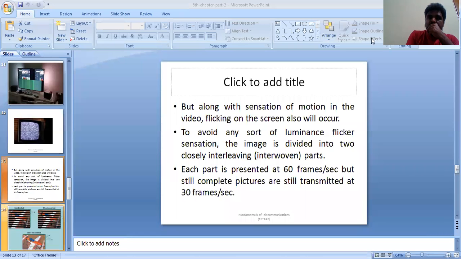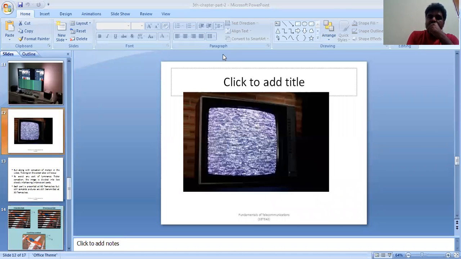Even if 30 frames are expected and only 29 come, instead of the frame which has not arrived, they will show you a blank screen, a screen which will look like this. This is called flickering. And to avoid flickering, what invariably we have to do is increase the frame rate.